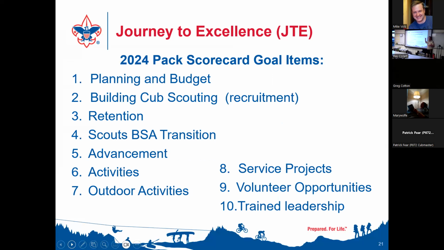There are right now 10 items. They're basically rows on the JTE scorecard, and each row has a bronze, silver, and a gold. So it's like the Olympics, right? And these are the things. Do you have a budget? Do you have a plan? Are you recruiting, or at least trying to recruit? Are you retaining scouts? Are you sending at least some of them to Scouts PSA troops? Advancement activities, all these things, down to service projects. And these have changed a little bit, but we always want to strive for training leadership. And are we giving people the opportunity to participate, adults, right?